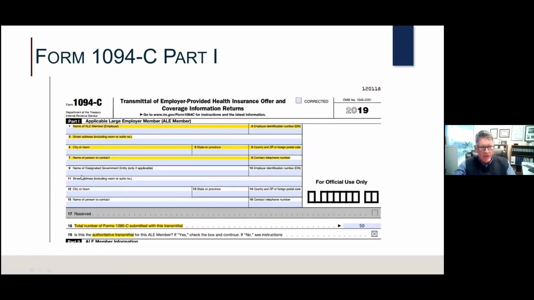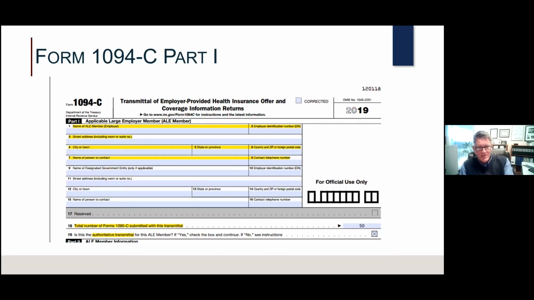You're asked then a series of questions. Oh, and before I get to that, so sections 9 through 16, nobody in this room is a governmental entity, so you are not required to fill that part of the form out. Question 18 asks you the total number of 1095-C forms that are submitted with this transmittal. It's possible that you may be filing more than one 1094-C if you're maybe submitting corrections for a prior year. This question is about how many forms are going with this particular transmittal.